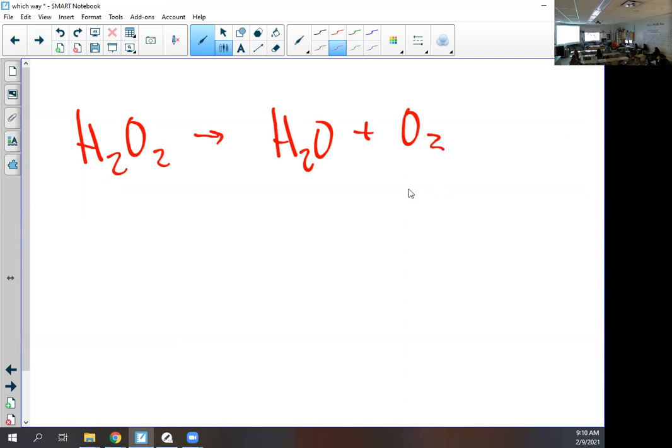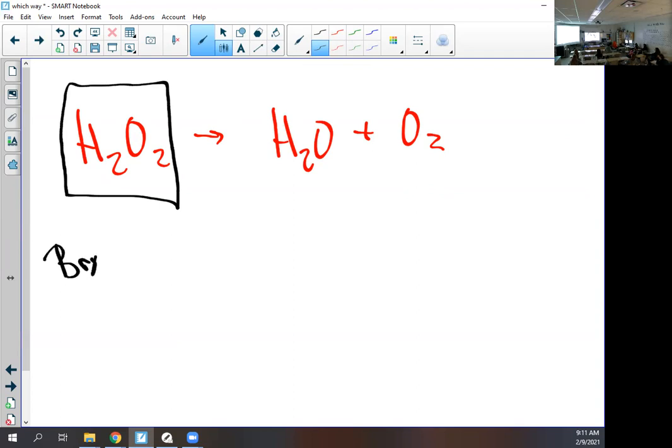We okay with that? Now, this process happens naturally. Anyone remember when you buy hydrogen peroxide, what color the bottle is at the store? It's dark brown. It is opaque. It's opaque for a reason, and that's just because visible light can come and hit this and cause this reaction to happen. So we keep it away from light.